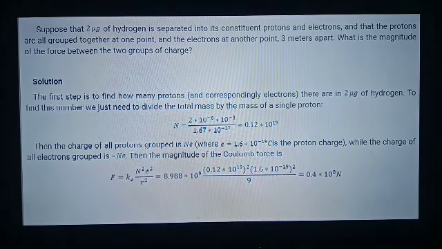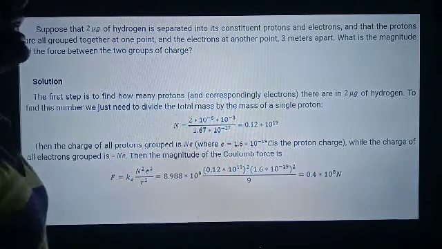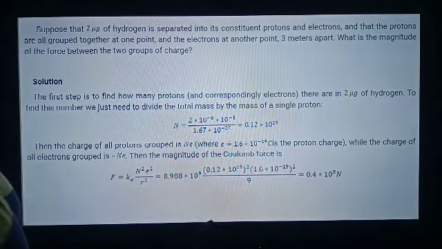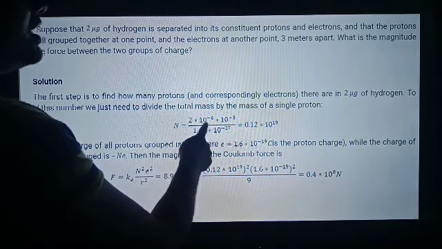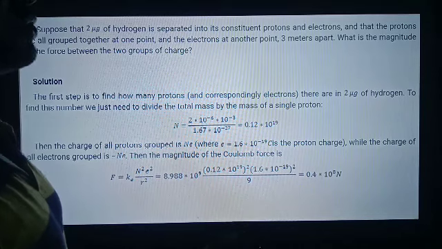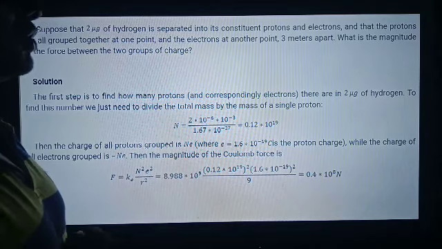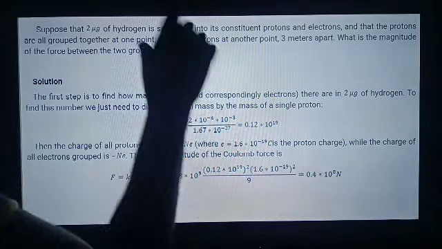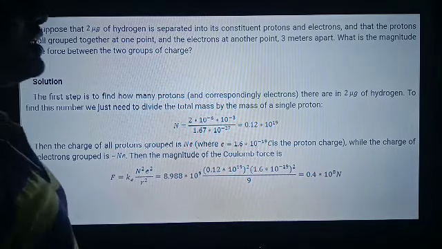Let's see the solution. The first step is to find how many protons and correspondingly electrons are there in 2 microgram of hydrogen. 2 microgram means 2 × 10^-6 × 10^-3 kg. This is the mass in kg. We know very well any atom has electron, proton or neutron, but in hydrogen only proton and electron are there, and the mass of electron is negligible, so whatever the mass of hydrogen is given is due to the mass of proton. So the mass of proton is 1.67 × 10^-27 kg.